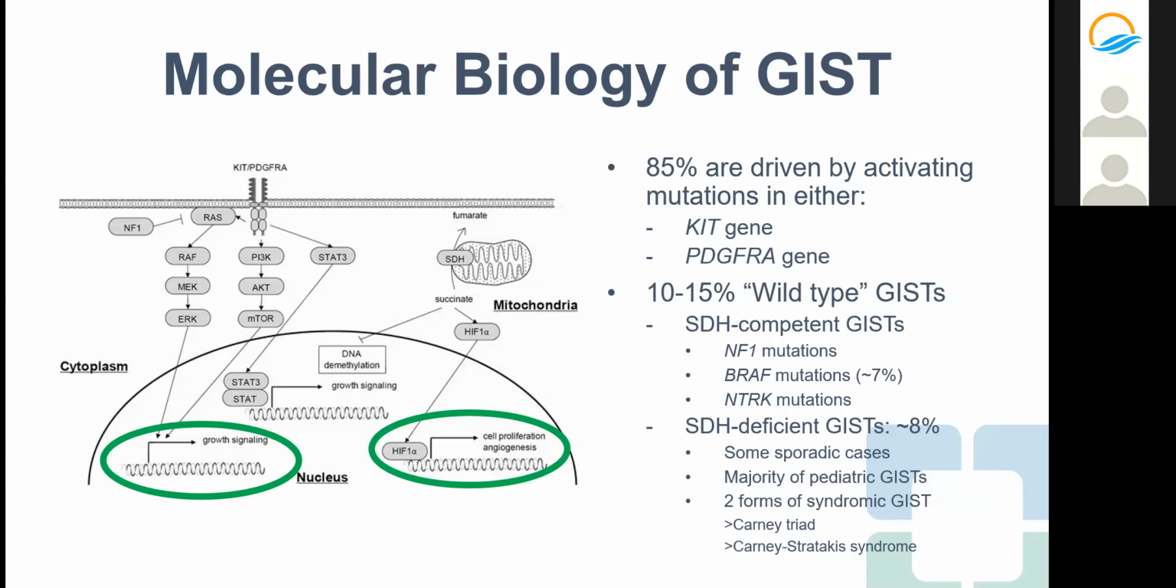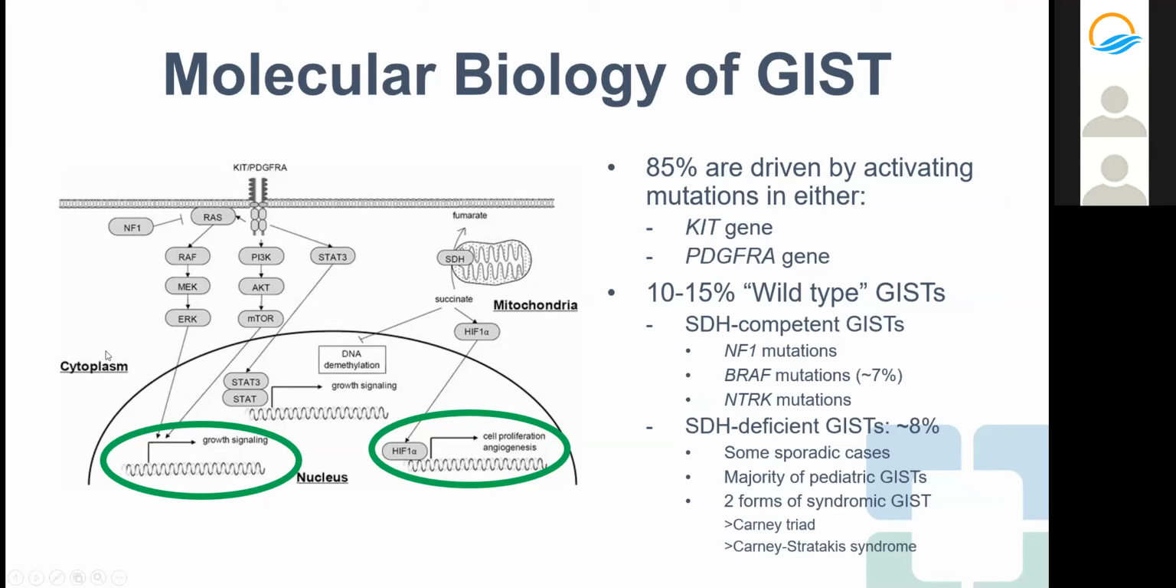When it comes to the molecular biology of GISTs, there are a number of gene mutations that have been identified as possible culprits that lead to this tumor formation. Approximately 75% of GISTs possess activating mutations in the KIT gene, whereas another 10% have activating mutations in the PDGFRA gene, which stands for platelet-derived growth factor receptor alpha.